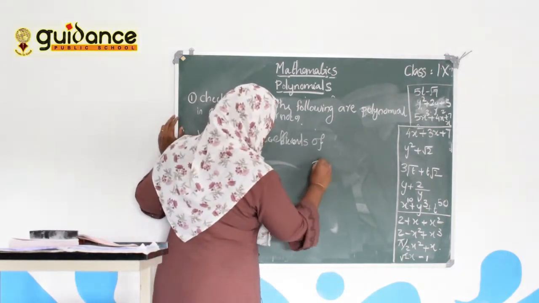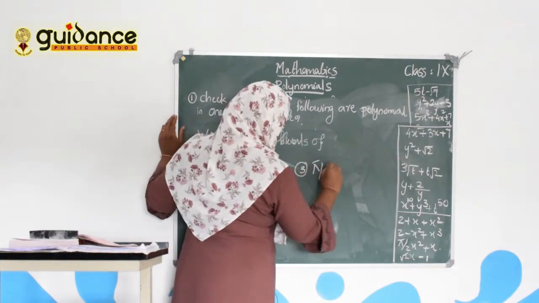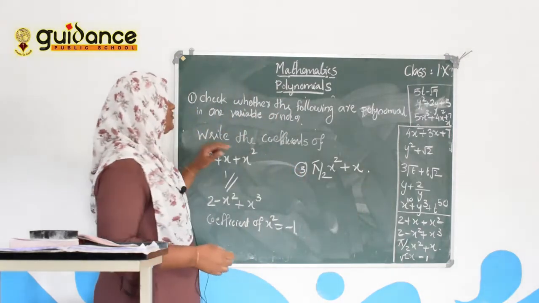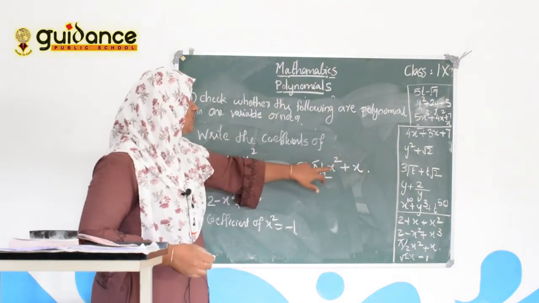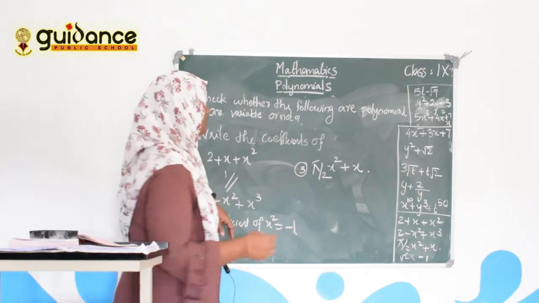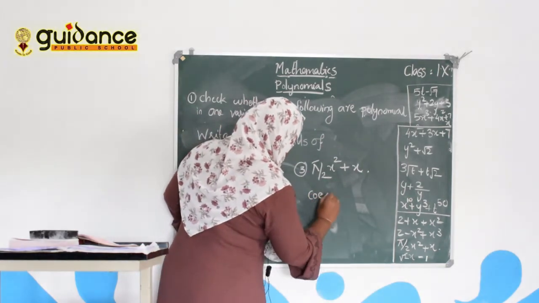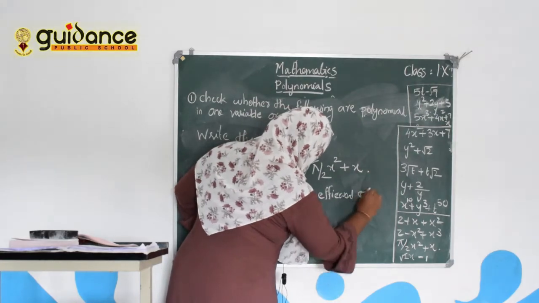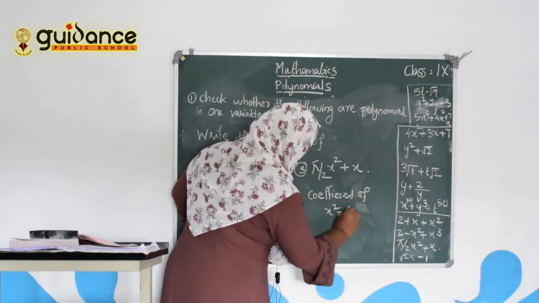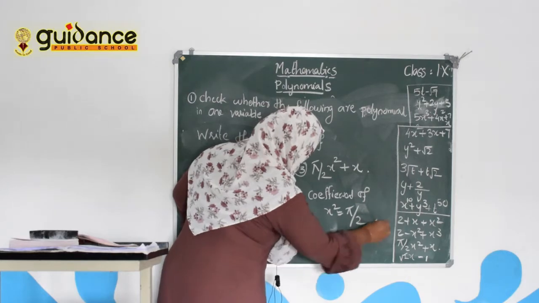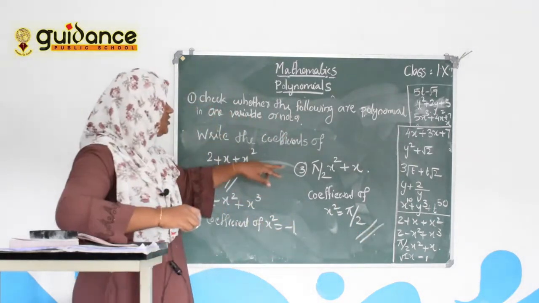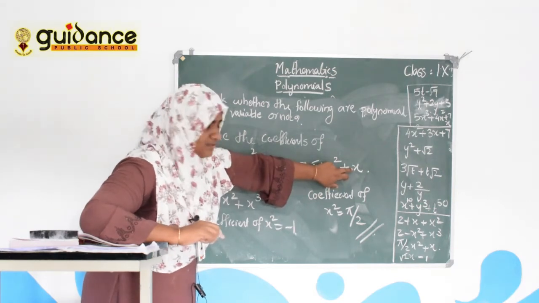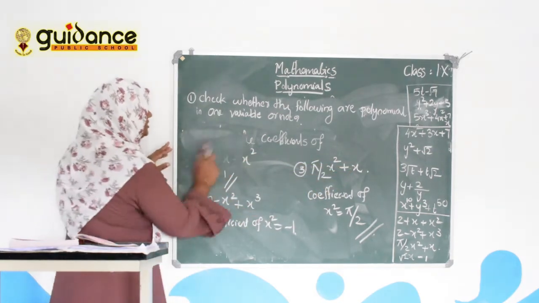Third question, pi by 2 x square plus x. Here the coefficient of x square equal to pi by 2. Okay, understand? Here the coefficient of x square equal to pi by 2 and the coefficient of x equal to 1. Okay, next, one more question.